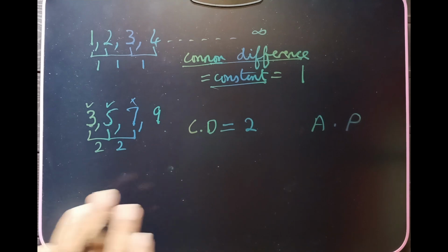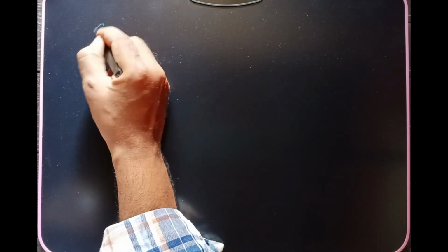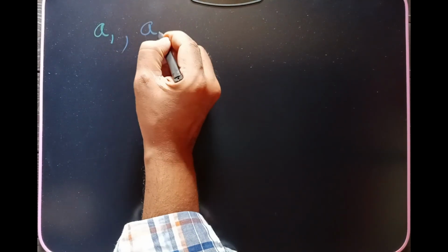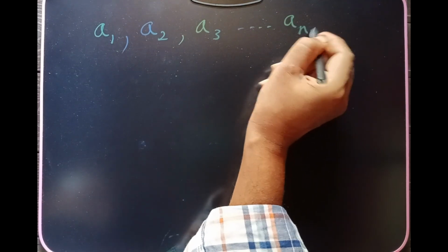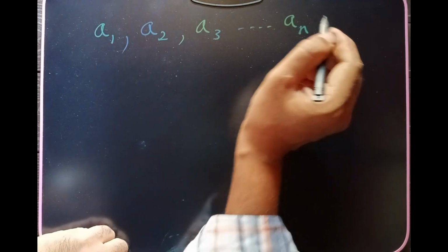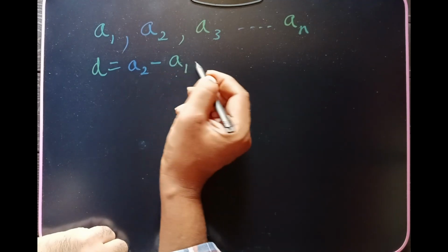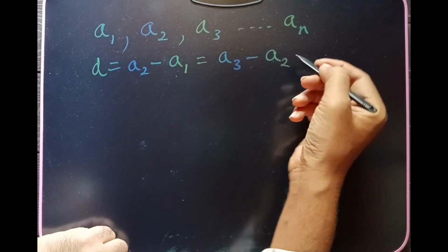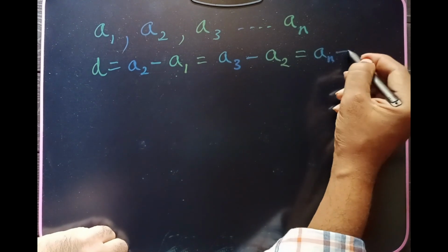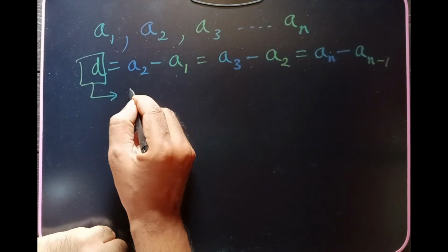Now there are some very important formulas for arithmetic progression. We'll take it up next. Any arithmetic progression can be expressed as a1, a2, a3, all the way till an. This is how arithmetic progression is represented, and the difference between two successive numbers is a2 minus a1. Similarly, it is a3 minus a2, and similarly an minus a(n-1). This is the common difference.